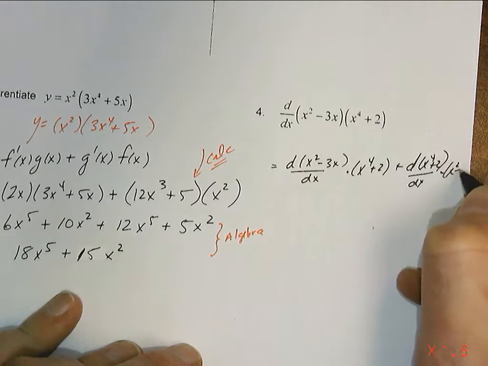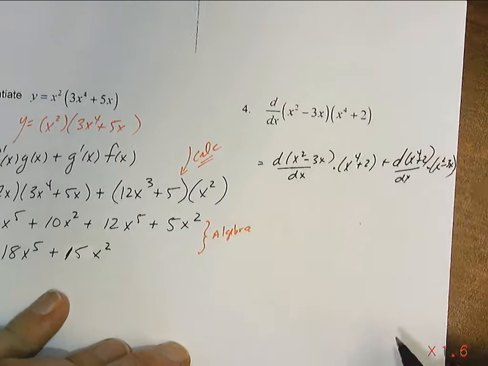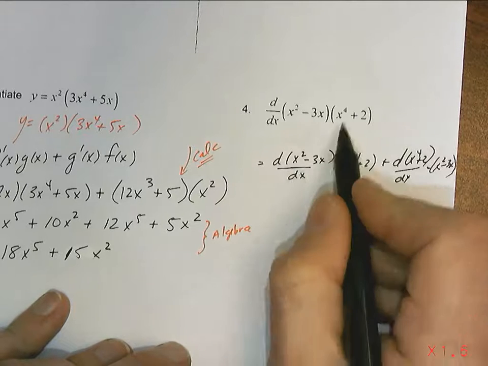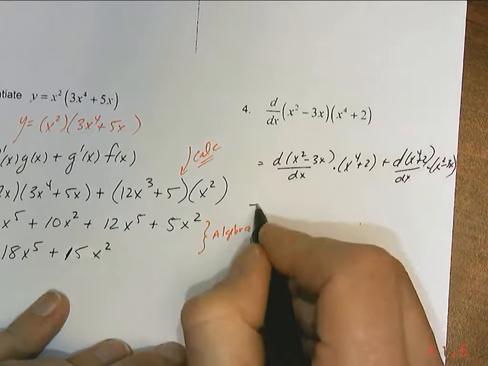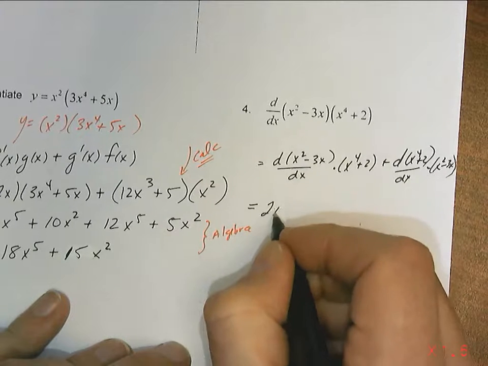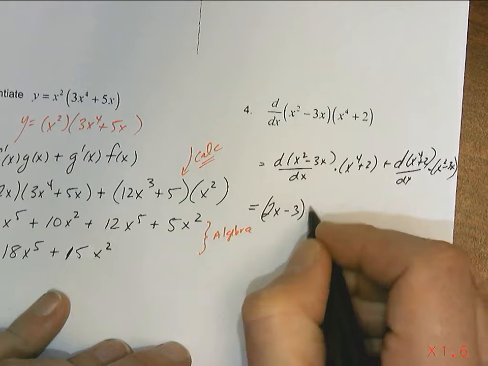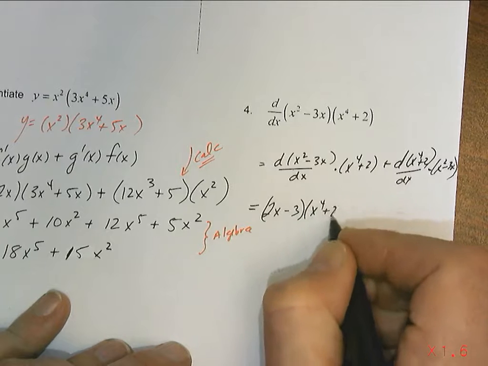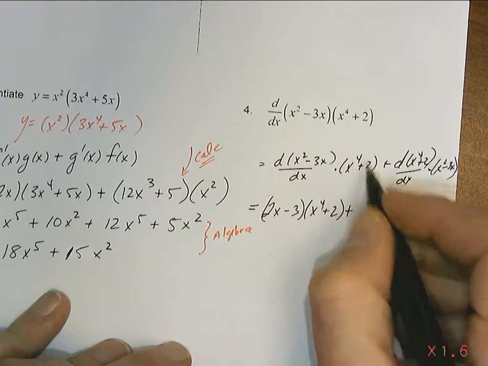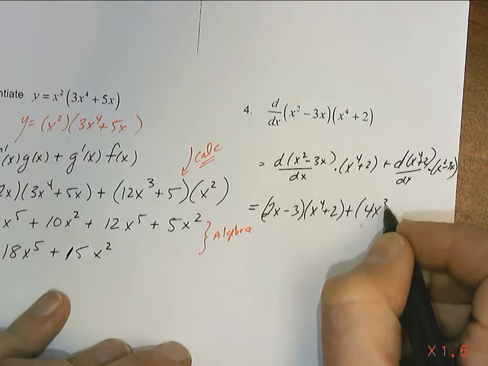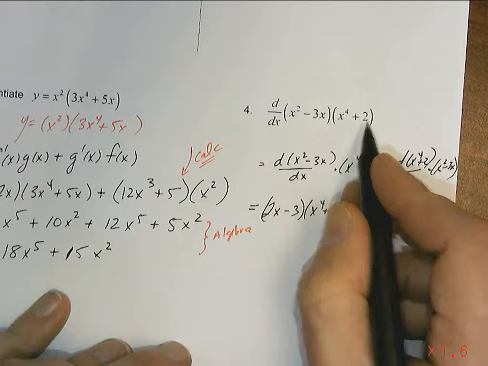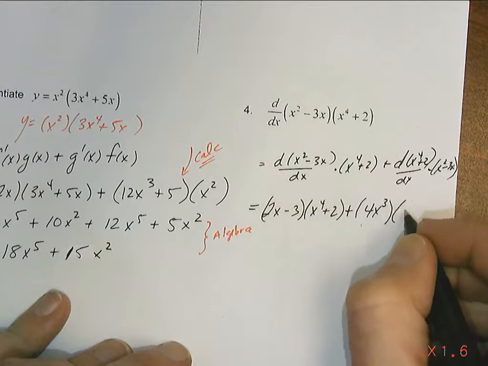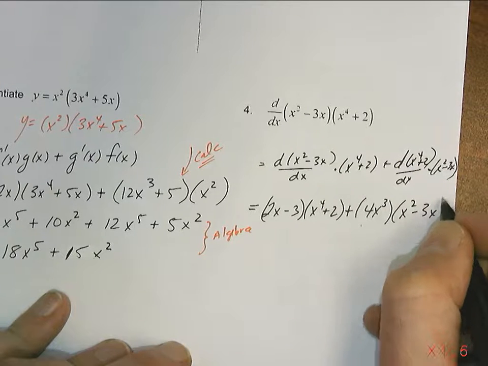And I'm running out of room here. But you see what I'm saying here. So it's the derivative. This is the way we say that. Now if I actually take the derivative of the first, it's going to be 2x minus 3 times x to the 4 plus 2. The derivative of the second one is going to be 4x to the 3 plus 0, because the derivative of a constant is 0, times x squared minus 3x.